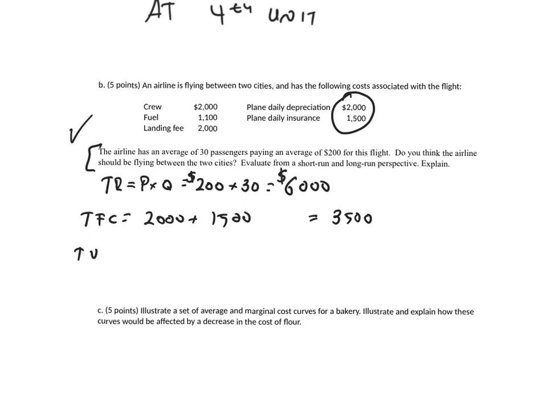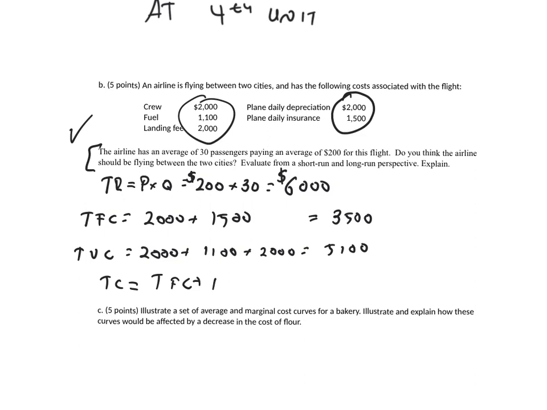And our total variable costs are these costs over here. These are costs that we wouldn't have to incur if we didn't fly, but the fixed costs we have to incur whether we fly or not. So these are going to be 2,000 plus 1,100 plus 2,000, which are 5,100. And so our total costs are equal to our total fixed costs plus our total variable costs, and that is 8,600.